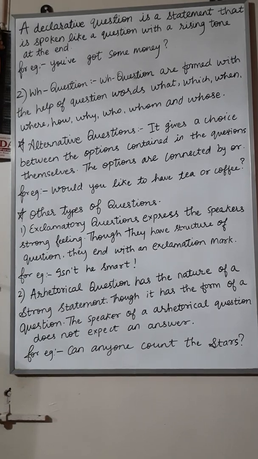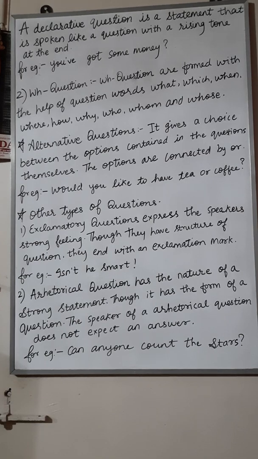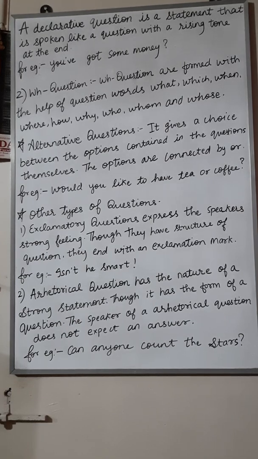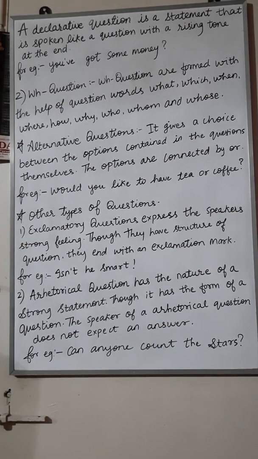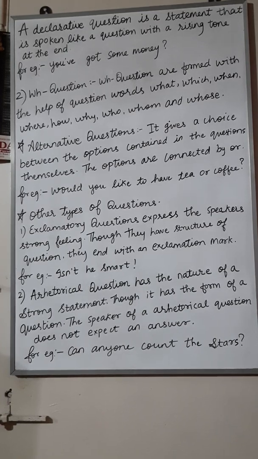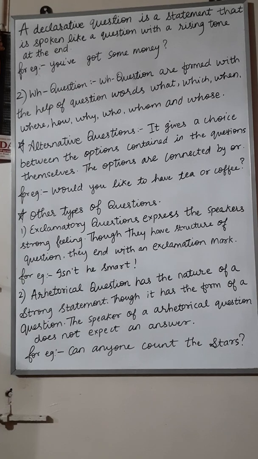Alternative question is the third form. It gives a choice between the options contained in the question itself. The options are connected by "or." For example, "Would you like to have tea or coffee?" Here is the option: you can have tea or coffee.